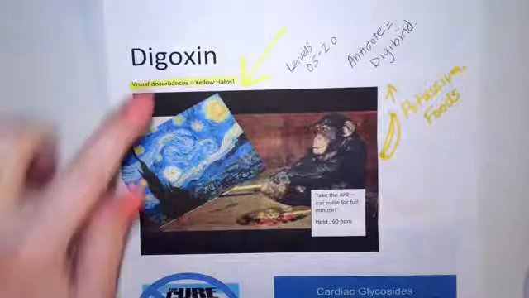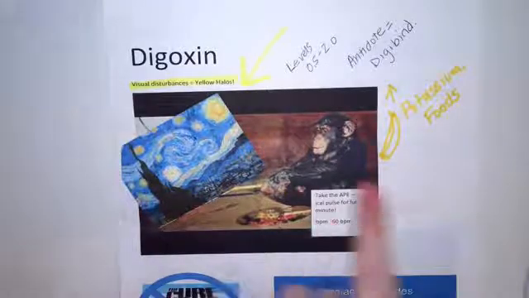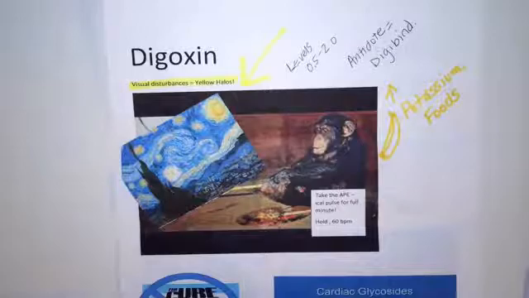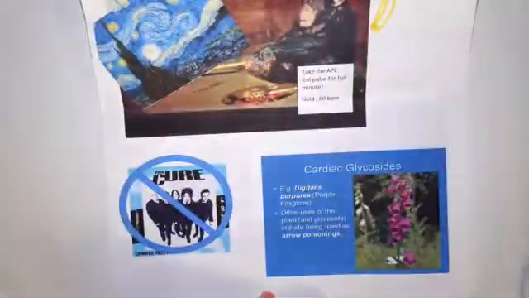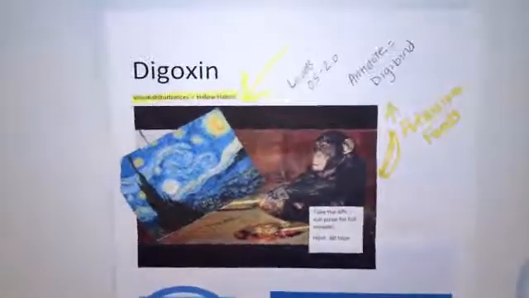Alright, so yellow halos, apical pulse, also bananas, you can remember that with the ape, not a cure, and it is a cardiac glycoside. I hope that helps you remember digoxin.